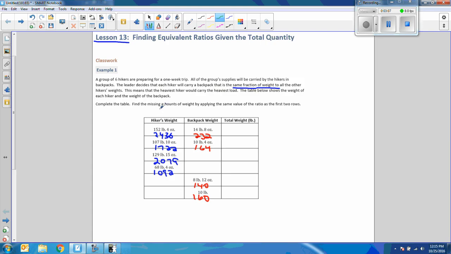Now the next thing I want to do is represent the hiker's weight as X, and represent the backpack's weight as Y. So the total weight is going to be the hiker's weight plus Y, the backpack weight. So it's X plus Y. I'm going to do this in ounces. So if I do that, it's 6 plus 2 is 8. 3 plus 3 is 6. 2 plus 4 is 6. And then the 2,000 out front. So it's 2,668 ounces is the total weight.